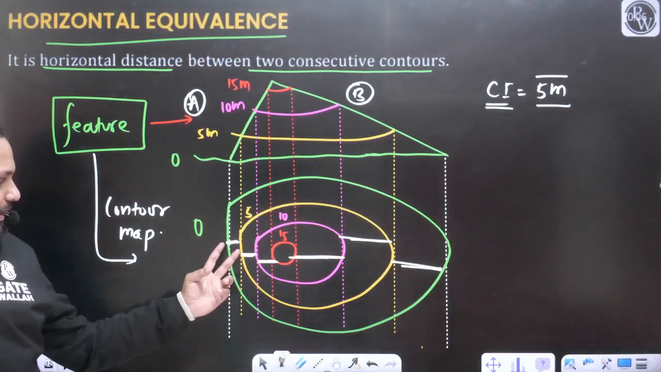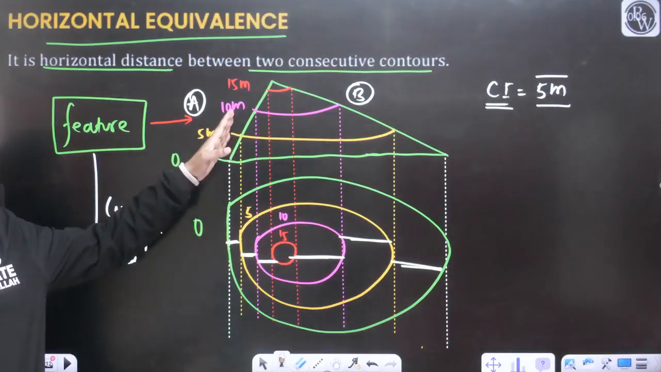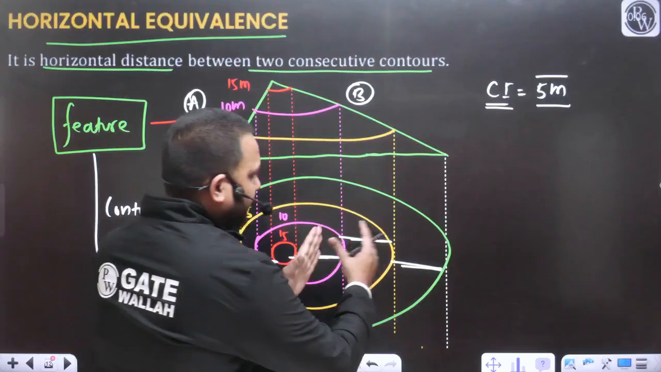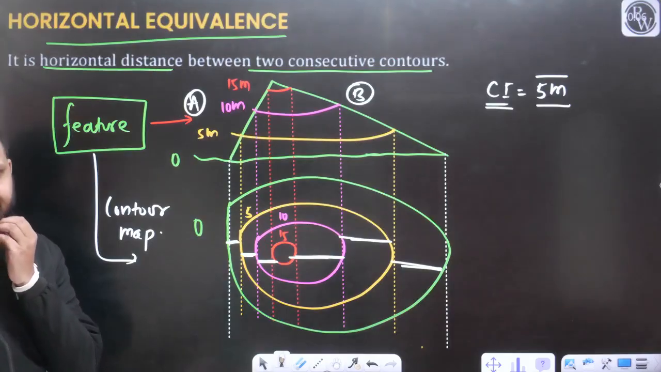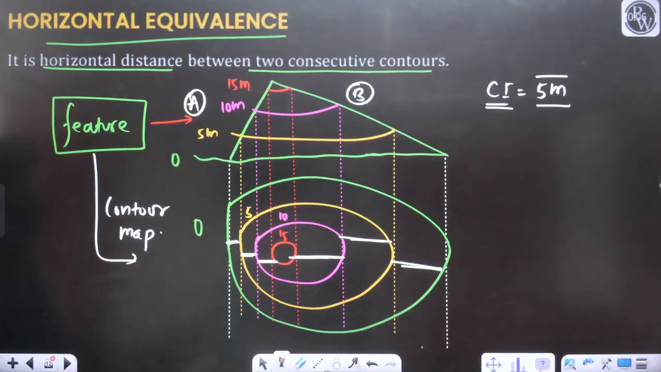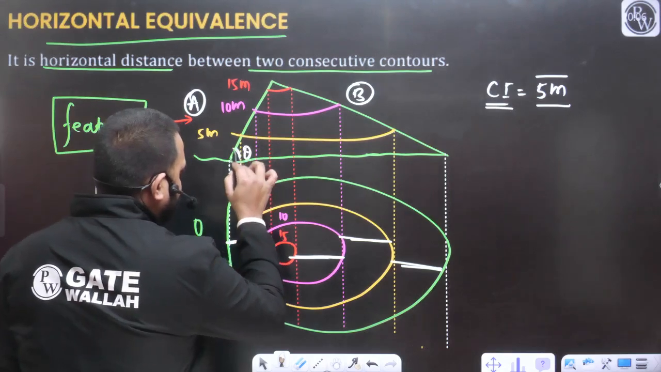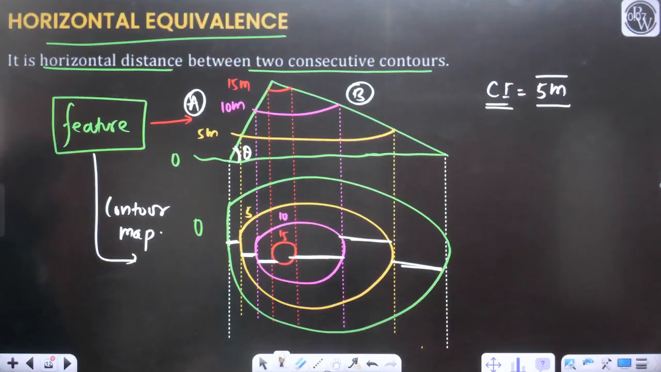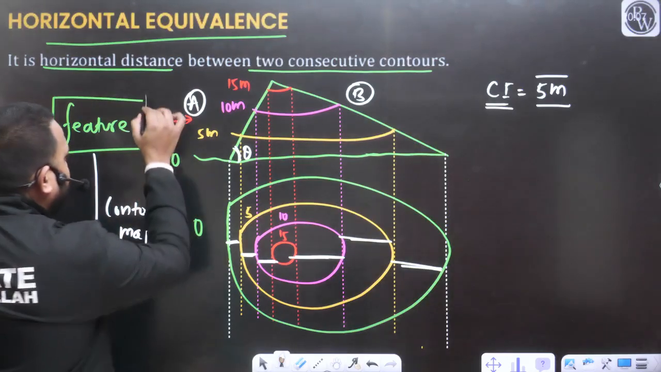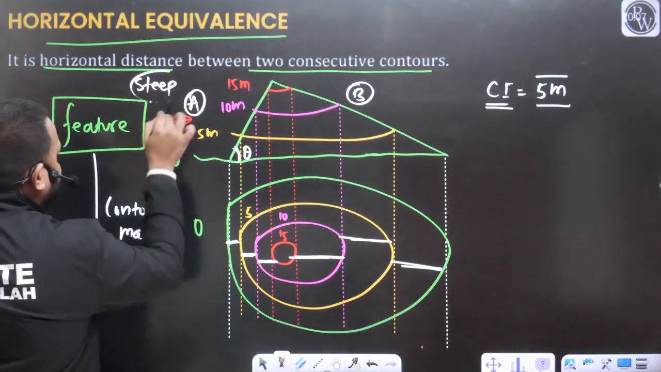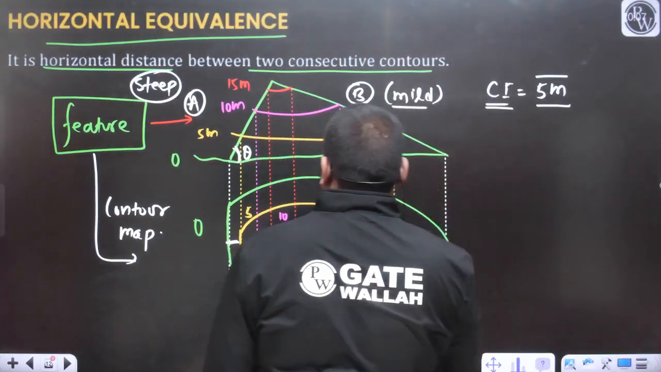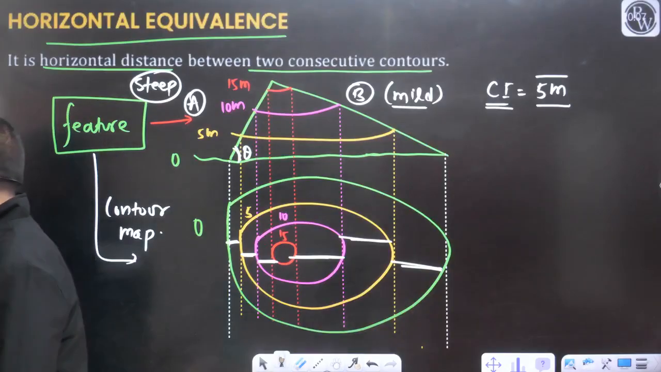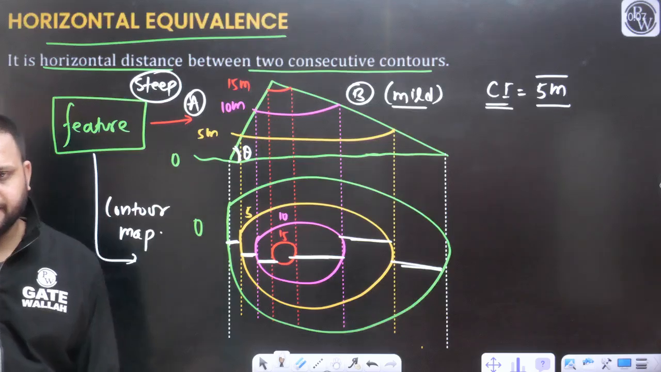So if we get contours close to each other, it will represent the steep slope. If we get contours at greater distance, it will represent the relatively mild slope. Can we say like this? Yes or no? Slope means this angle theta. I am talking about this angle theta. So this represents your steep slope, and B is a relatively mild slope as compared to A.